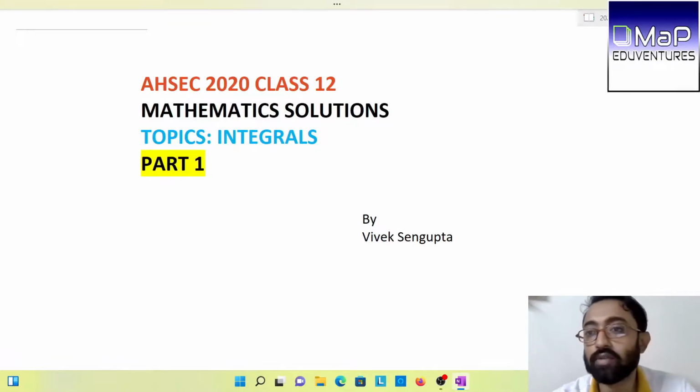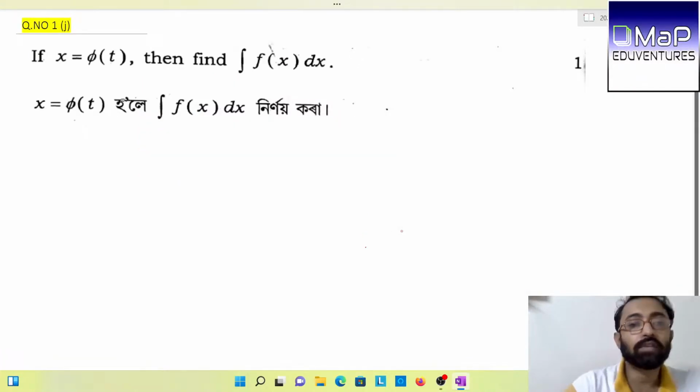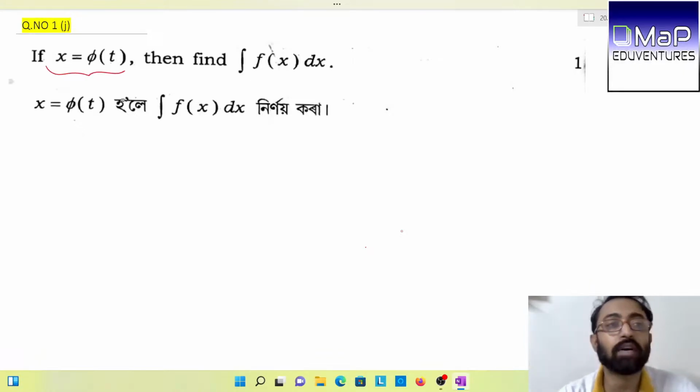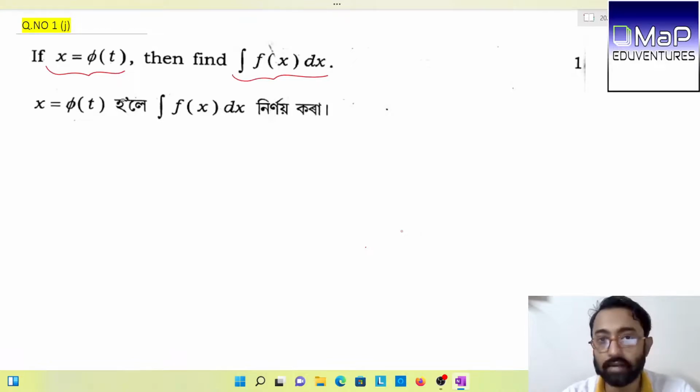Okay, so let us go to the first question. Alright, so first question of 1 mark, question number 1J. If x equals phi of t, so x is a function of t, then find the integration of f(x) dx.